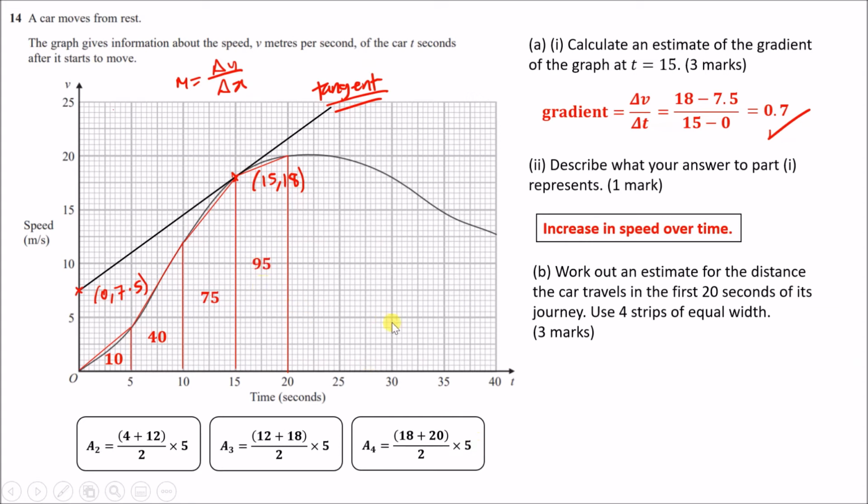And that's it, guys. And now to work out the distance, is literally just adding up the areas, yeah? So we can say distance equals 10 plus 40 plus 75 plus 95. Again, in your calculator, you should get a nice answer of 220. So the total distance is 220 meters.